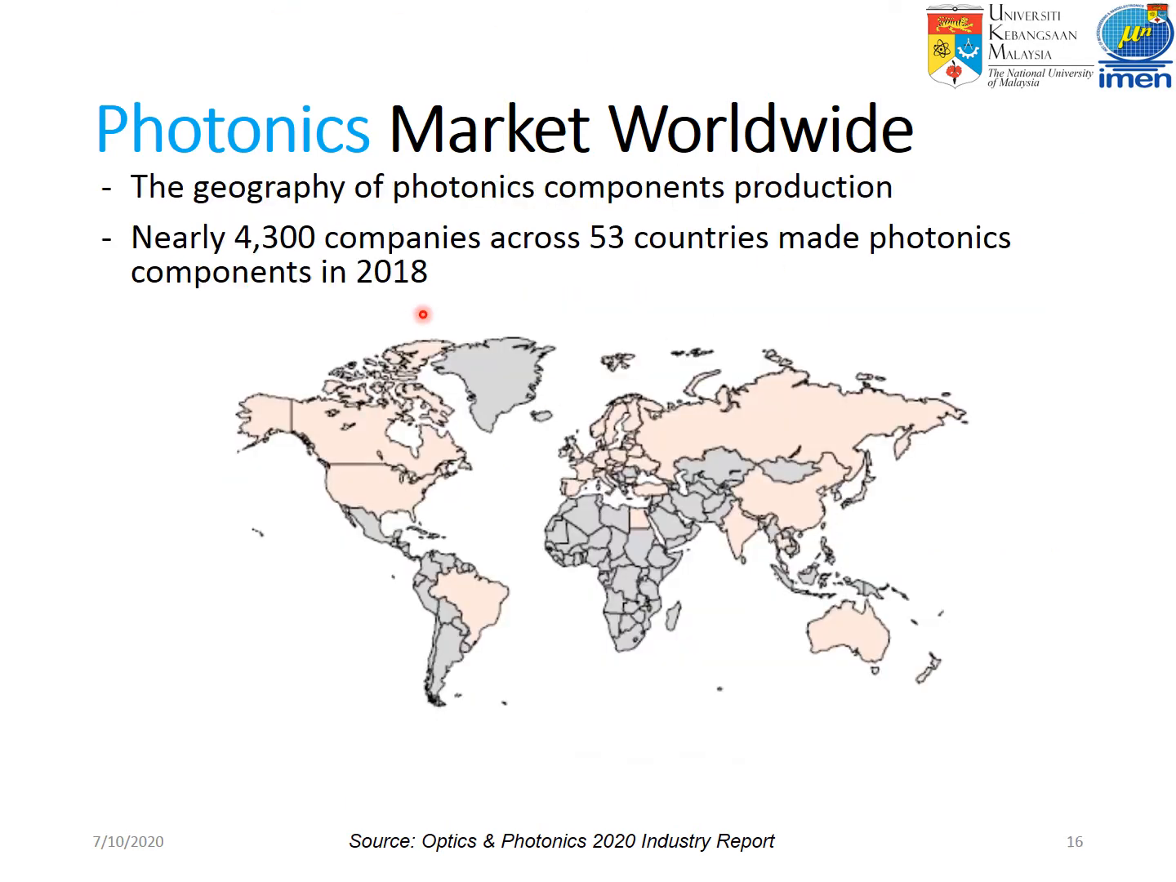Photonics market worldwide. This simple figure shows the geography of photonics components production. So nearly 4,300 companies across 53 countries made photonic components in 2018. So that's a huge number. Many companies are involved in photonics.